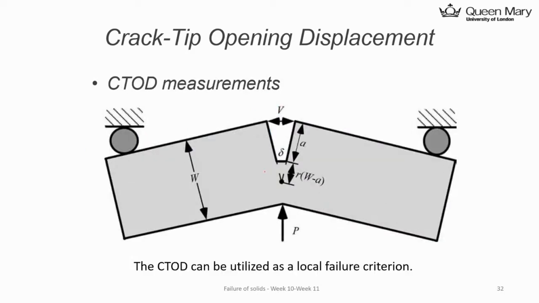In the experiment, you do a 3-point bending test and apply load from here. You measure the crack tip opening displacement by attaching a clip gauge, which is a bit hard, or by using a camera to visualize how the crack tip opens. Then you can measure that delta as a measure of the nonlinear solid.